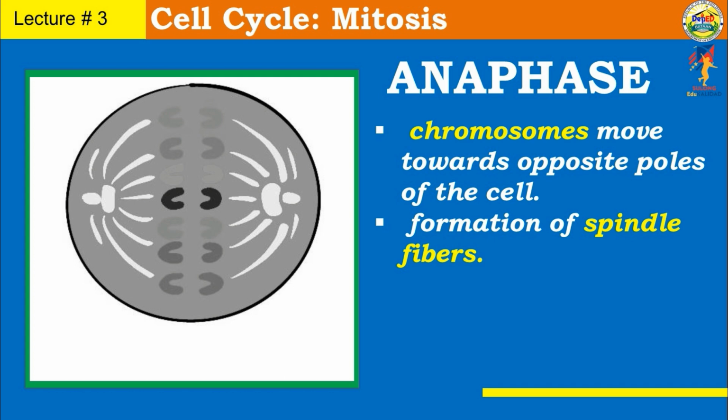Okay, so after prophase, prometaphase, and metaphase, we have the anaphase. So what happened during anaphase? So anaphase begins when the centromere of each chromosome comes apart, separating the sister chromatids. So the spindle fibers will then pull the chromatids toward the opposite poles of the cell. Along with that action is the formation of spindle fibers between the migrating chromatids, which causes the cell to elongate.